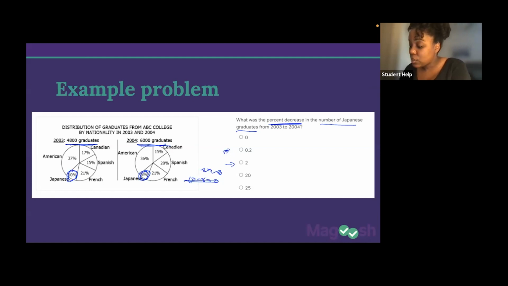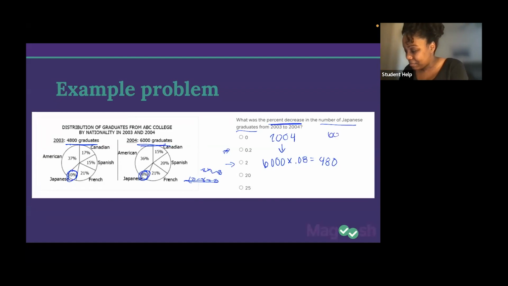So how many Japanese students were there in 2004? Well, there's 6,000 total graduates, and 8% of that, which is 0.08, right? I can do that in my mind because I say, well, 10% of 6,000 is 600 and 8 times 6 is 48. So that's 480. I could do mental math, but let me show you what I was doing.